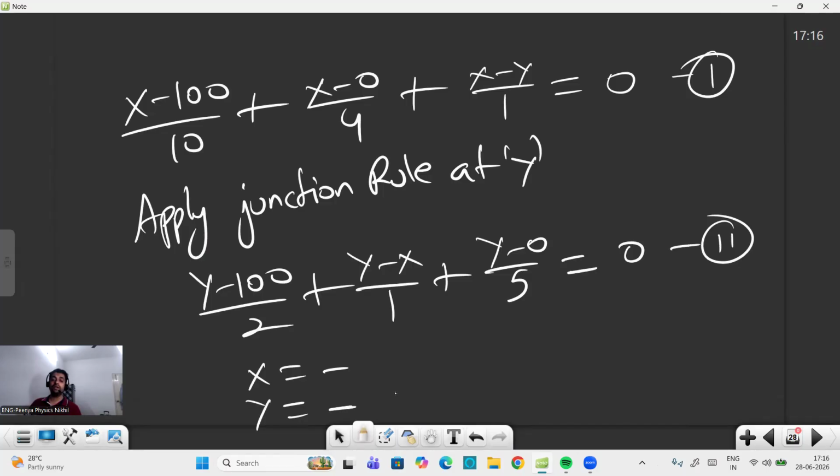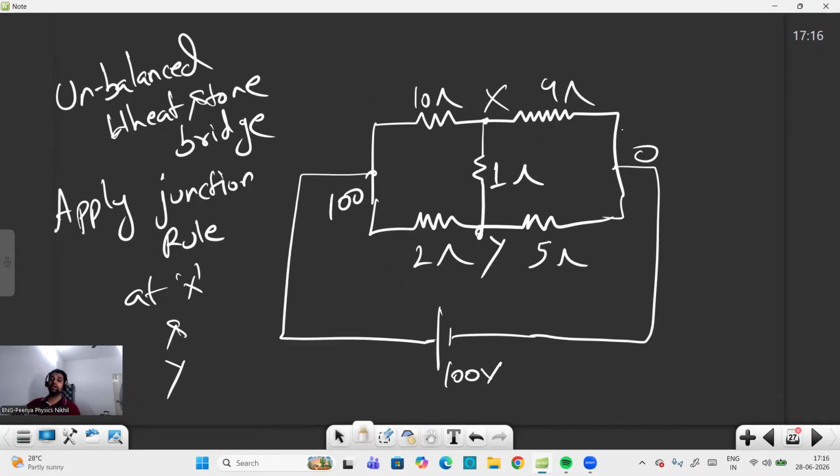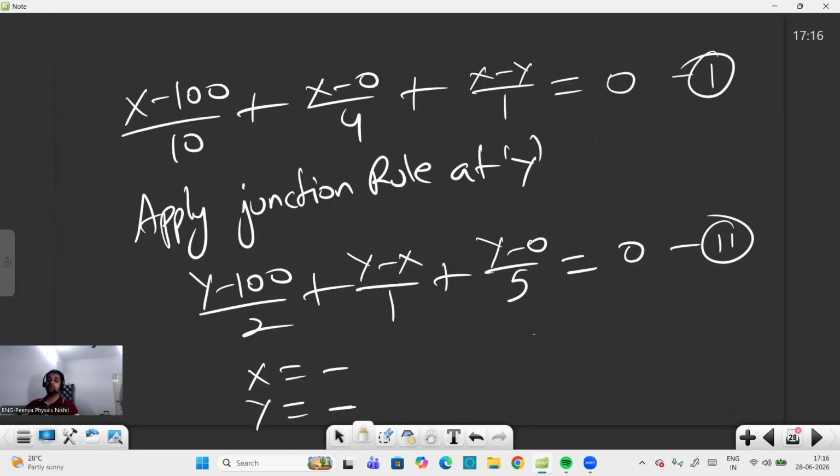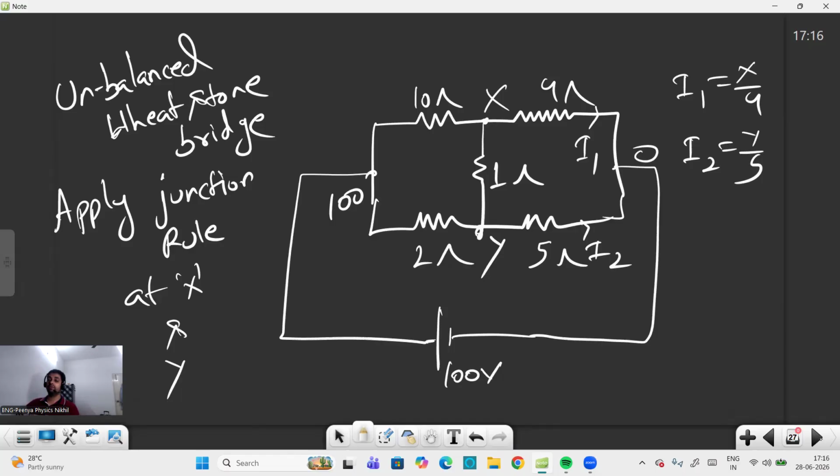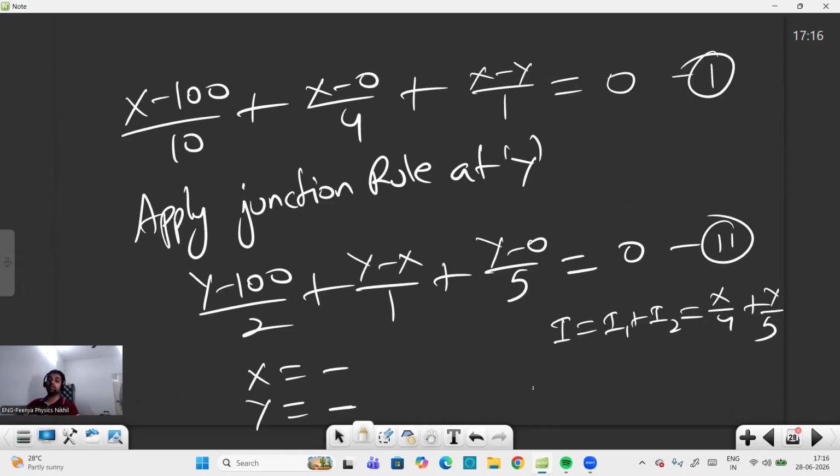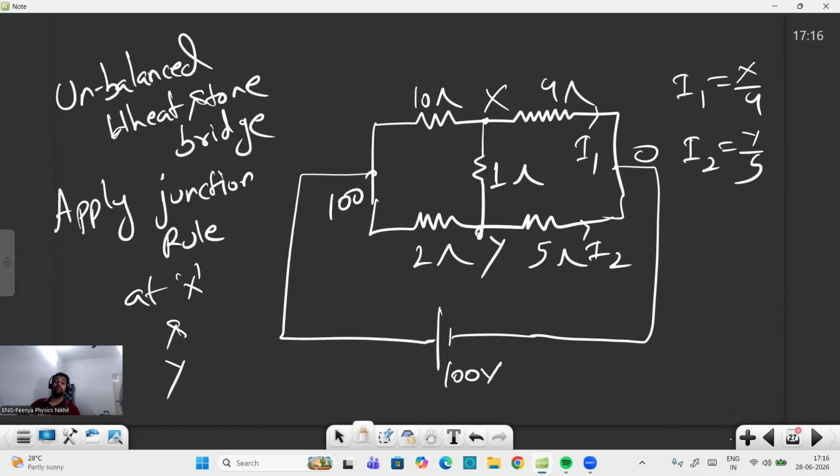Once you get the X and Y values, you can find the current also. Let the currents coming from here be I1 and I2. I1 you can write as X by 4 and I2 as Y by 5. Once you get I1 and I2, you can find the total current. So I is I1 plus I2, that is X by 4 plus Y by 5. Once you get the total current, R equivalent is V by I. How much potential did you apply here? Potential difference 100 volt. So 100 divided by I. Like that you can find the R equivalent. So this is the way to solve the unbalanced Wheatstone bridge question.